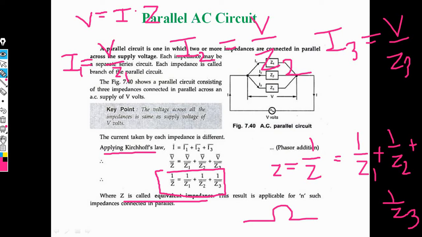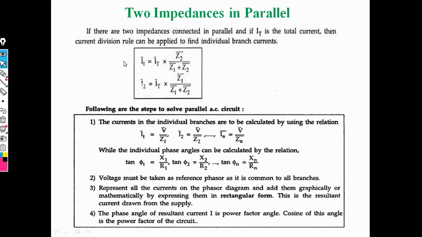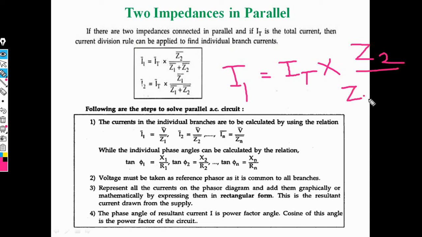Now we have to explain the next part, 2 impedances connected in parallel. Here we have considered current I1 for the previous circuit. Here IT means total current, equal to I times Z2 upon Z1 plus Z2. Now in this circuit V is equal to I into Z.